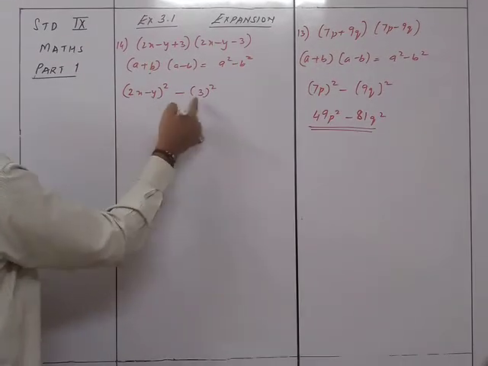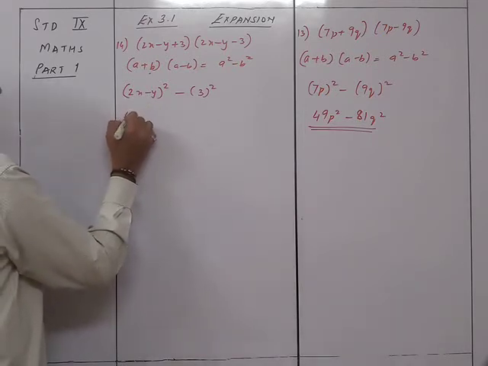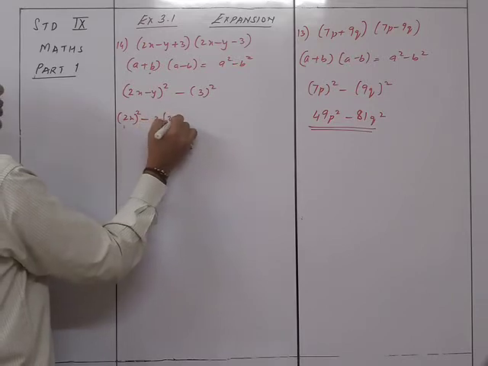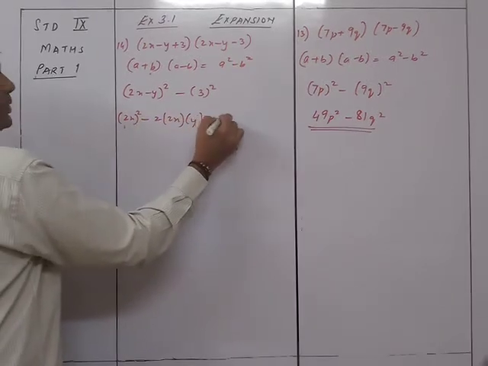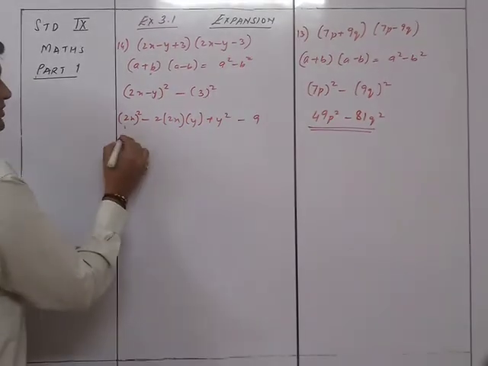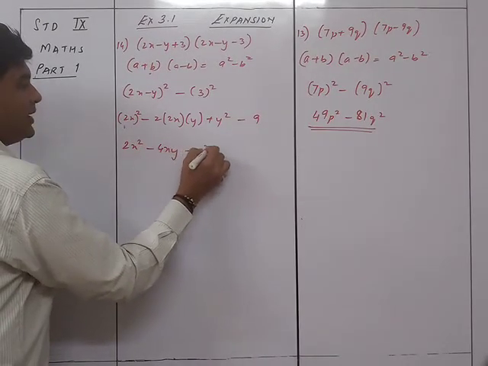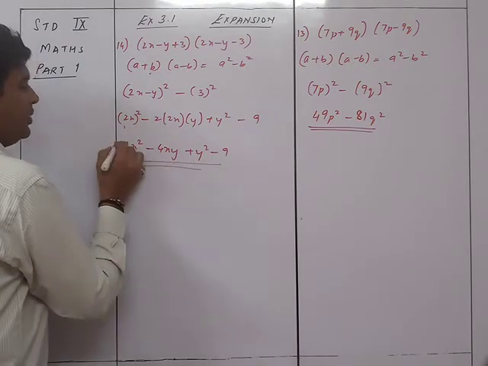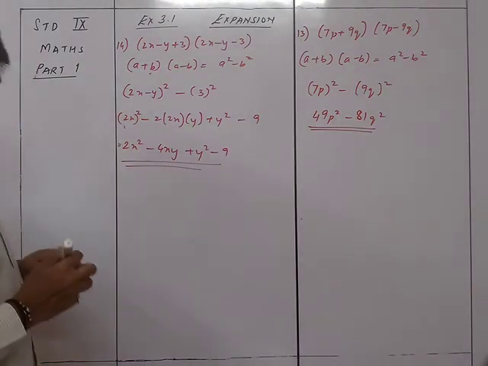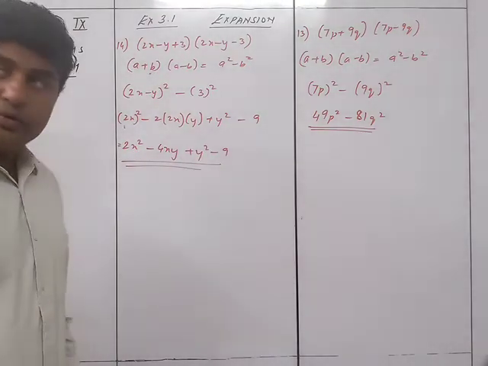So it will be (2x minus y) whole square is what? It will be 2x the whole square minus 2 into 2x into y plus y square minus 9. So this gives you as 4x square minus 4xy plus y square minus 9. That's the answer for sum number 14. We move on to sum number 15.